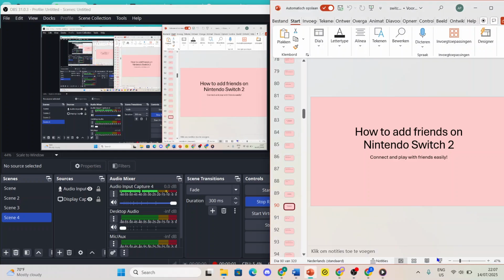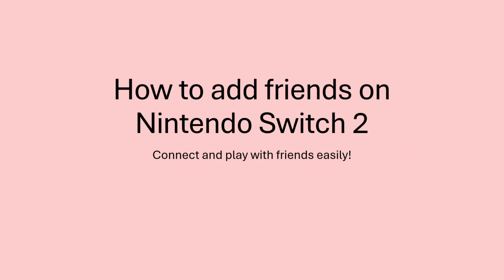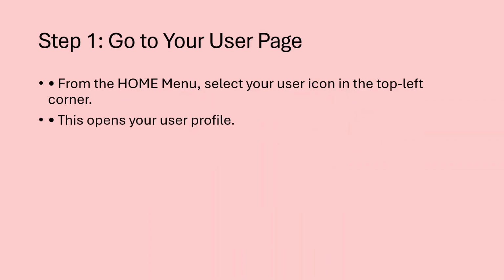In this video, I'll show you how to add friends on the Nintendo Switch 2. Step 1. Go to your user page. From the home menu, select your user icon in the top left corner. This opens your user profile.